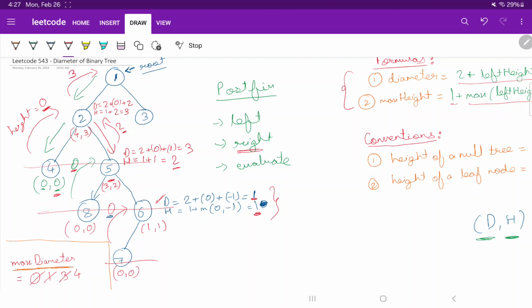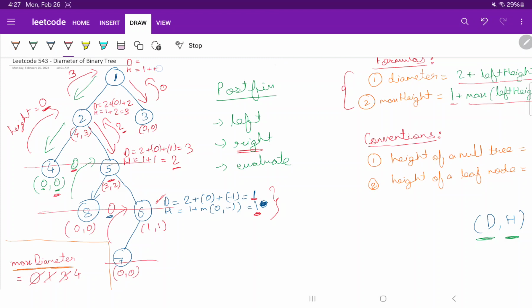Now node 1 evaluates its right hand side because it is done evaluating the left hand side. So it comes to the right hand side, and this is also a leaf node, so it will have diameter 0 and height 0. And this will then return 0 to its parent calling function because that is what is to be returned as height. And now node 1 evaluates its diameter and height.